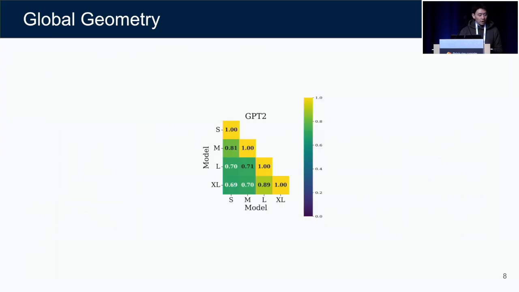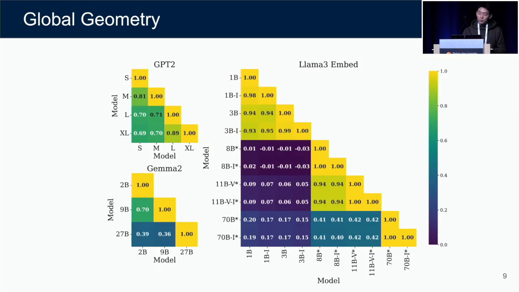And so here are the results for GPT-2 when you compare small, medium, large, and X large, and you see pretty high correlations. But if you look at other models, say like Llama 3, you see some models sharing high global structure, but some of these models have near 0 correlations. So what's going on here?